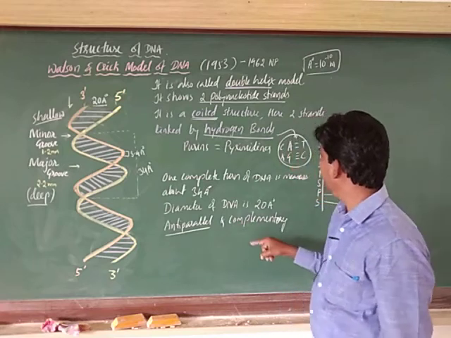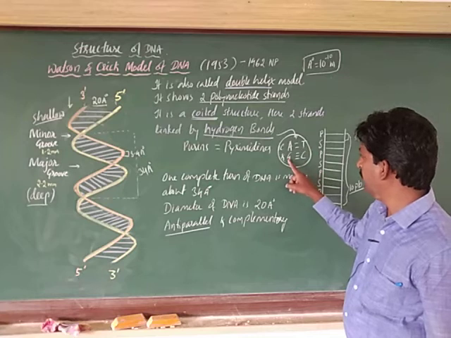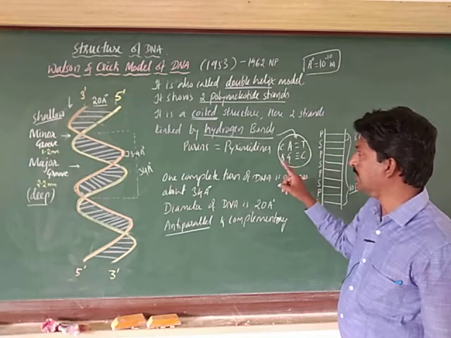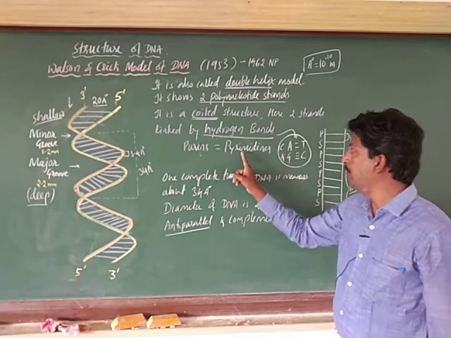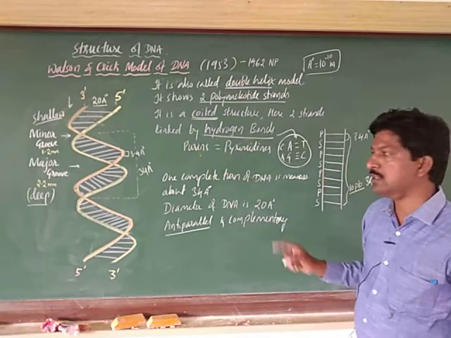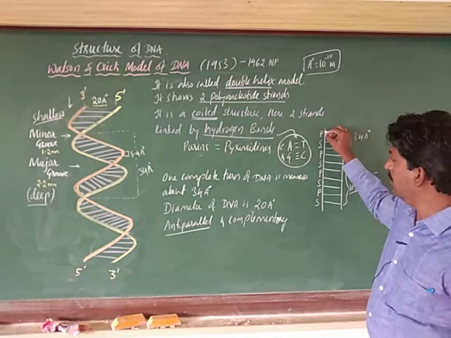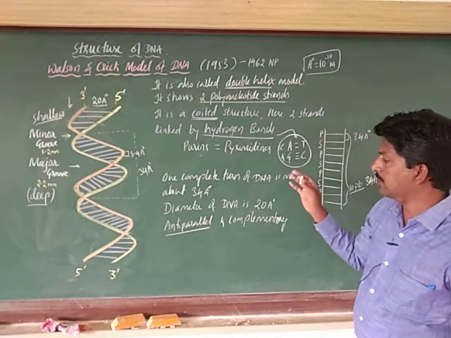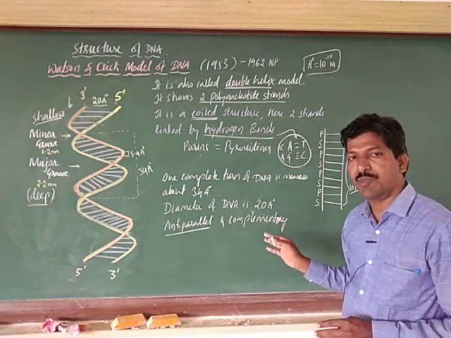Complementary, why do we call it complementary? Because adenine pairs with thymine and guanine pairs with cytosine. This is very specific. Purines pair with pyrimidines. Okay, hence we call it complementary. So here it's not exactly the same. Okay, so it is said to be a complementary strand.